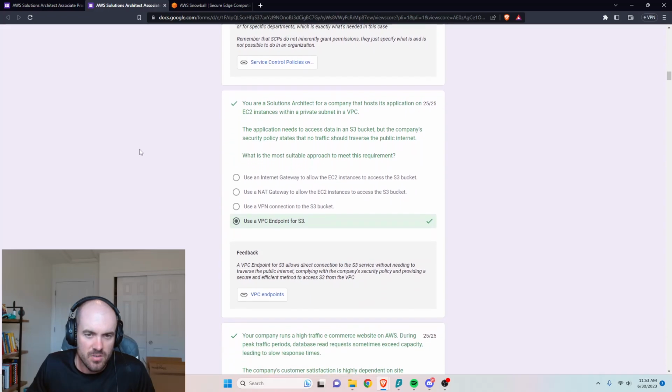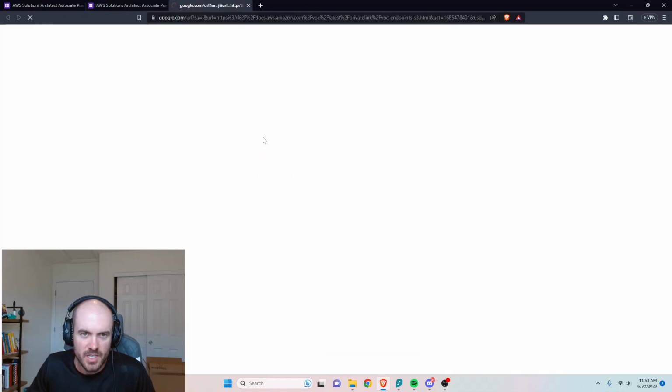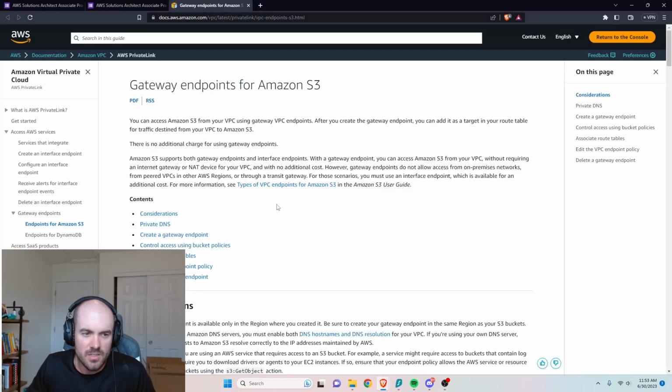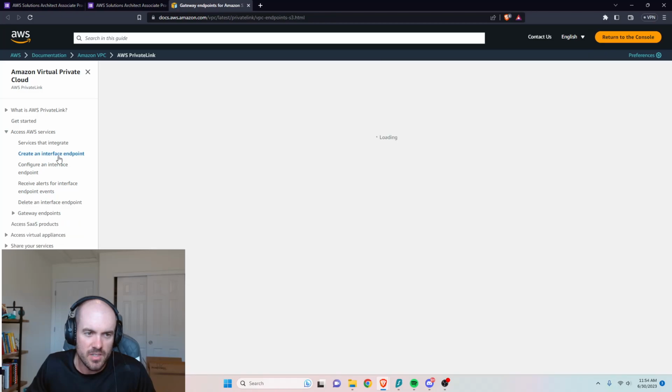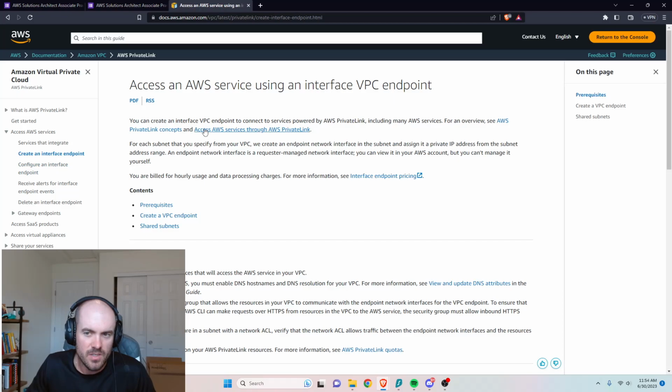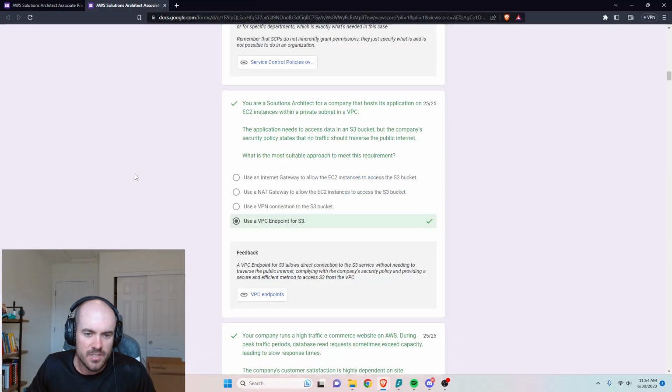So moving on. We want to use a VPC endpoint for S3 if we don't want to traverse the public internet in order to access a bucket. If we come here, we can take a look at VPC endpoints. And again, for S3 and DynamoDB, you're going to be using gateway endpoints. Everything else, essentially every other service, is going to be using interface endpoints. Okay. So there's that.